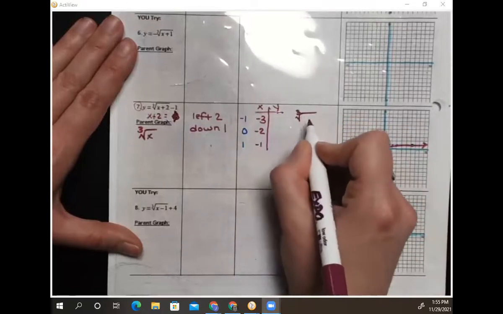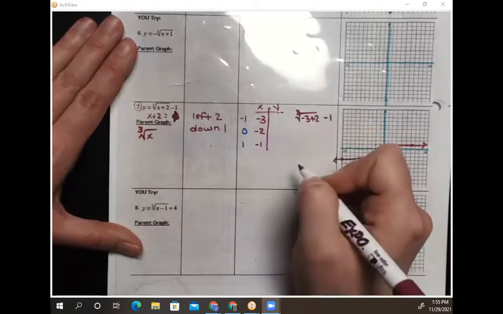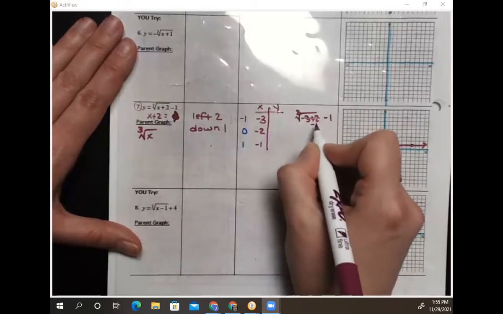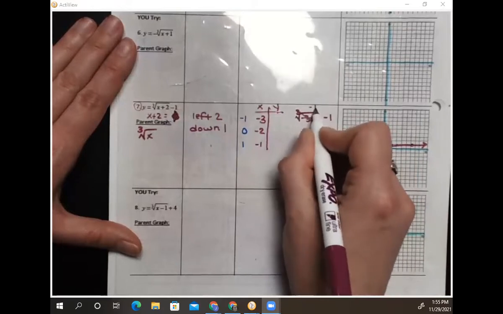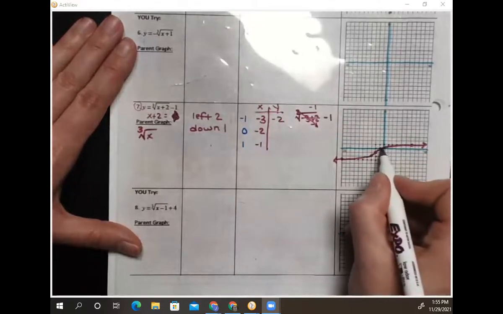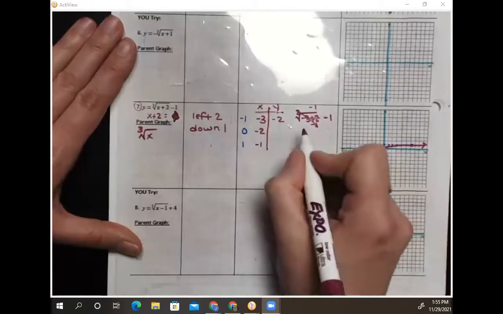The cube root of -3 plus 2 minus 1. -3 plus 2 is -1. The cube root of -1 is -1. -1 minus 1 is -2. So I should have the point -3, -2 on my graph, and I do.